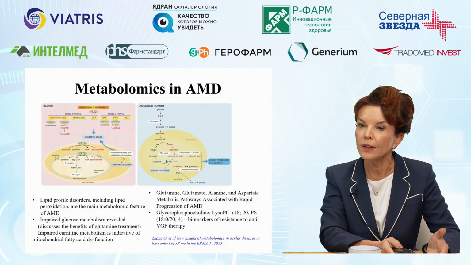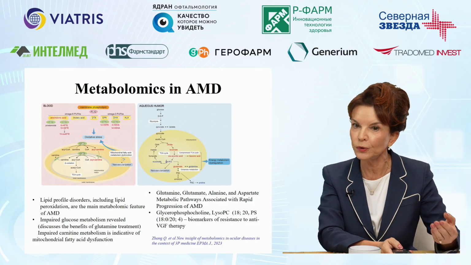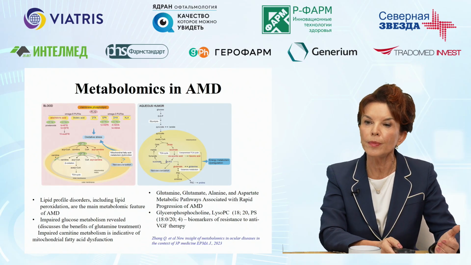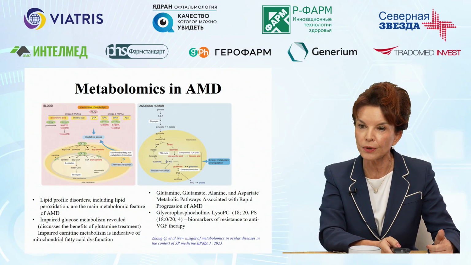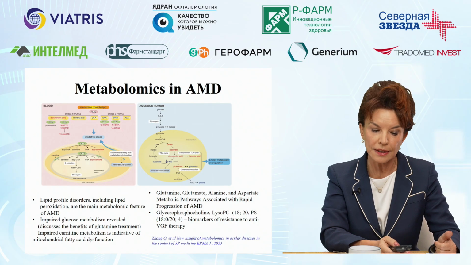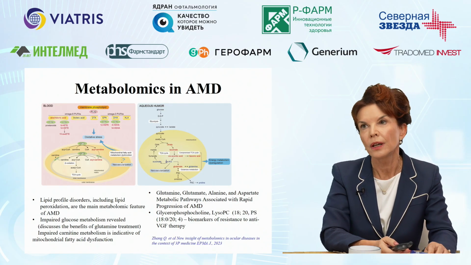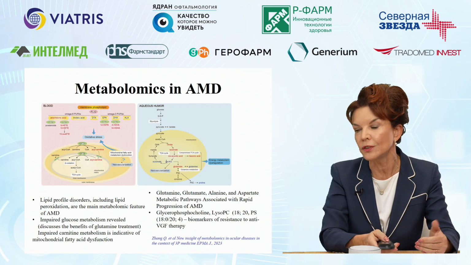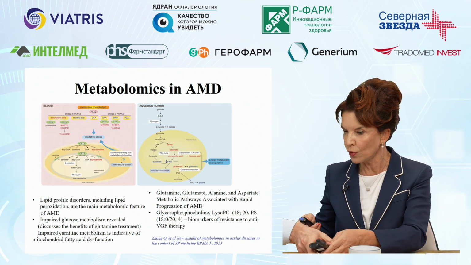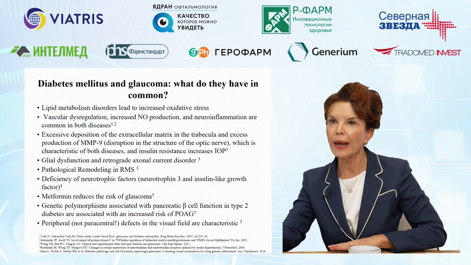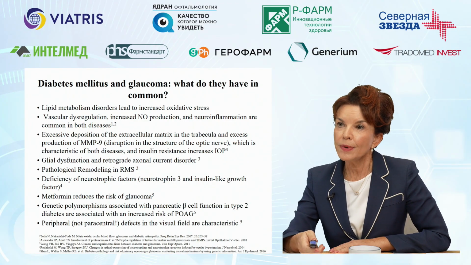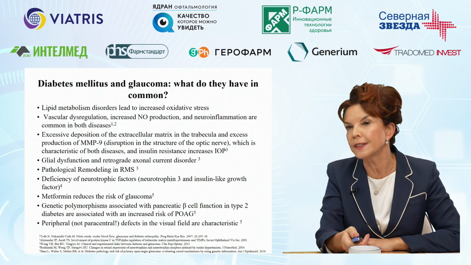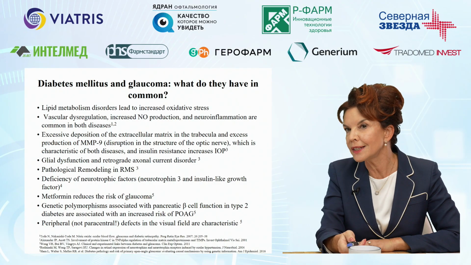And what is even more important is that the metabolites such as glutamine, glutamate, like in case of glaucoma, alanine, aspartate, these are metabolic pathways related to the quick progression of AMD, and there are also metabolites which are not subjected to different treatments of glaucoma by specific drugs. Well, diabetes mellitus and glaucoma, what do they have in common?